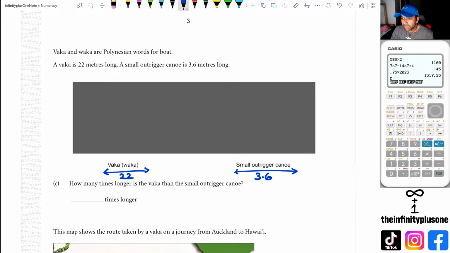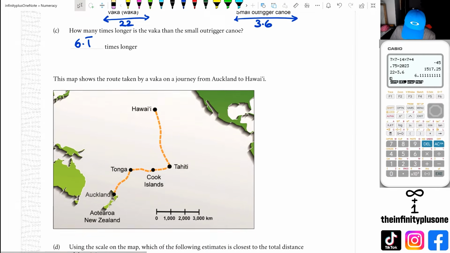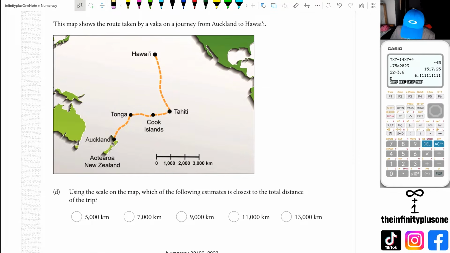So all we're going to do is 22 divided by 3.6. And when we get this, we get about 6.11 recurring. So I'm just going to put that as 6.1. I might put a little line there just to show that it's actually recurring. So 6.1 times longer. All right, so question D.